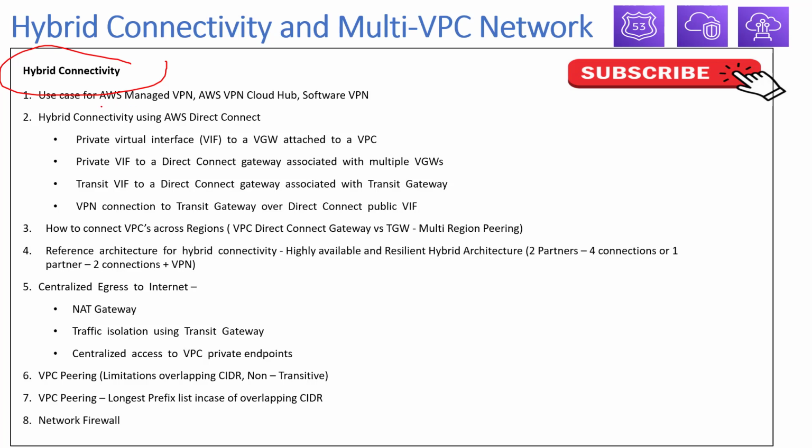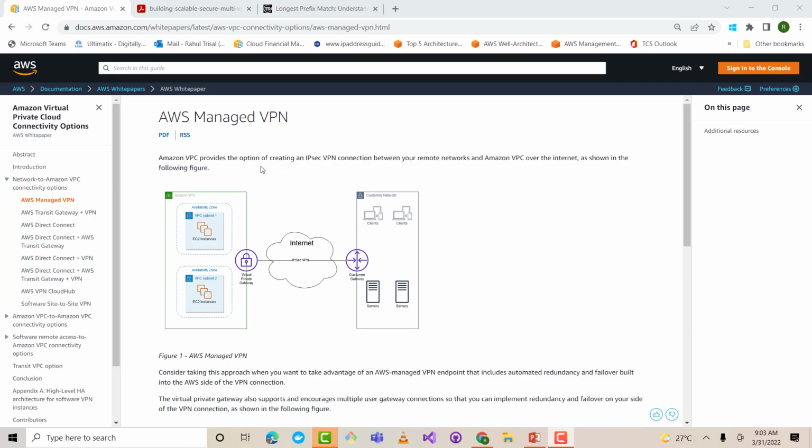So this syllabus I have got from the exam guide. So the three things we need to know before we get into the more important ones at a high level is what is AWS Managed VPN, AWS VPN CloudHub, and Software VPN. So now first let's look at what is AWS Managed VPN.